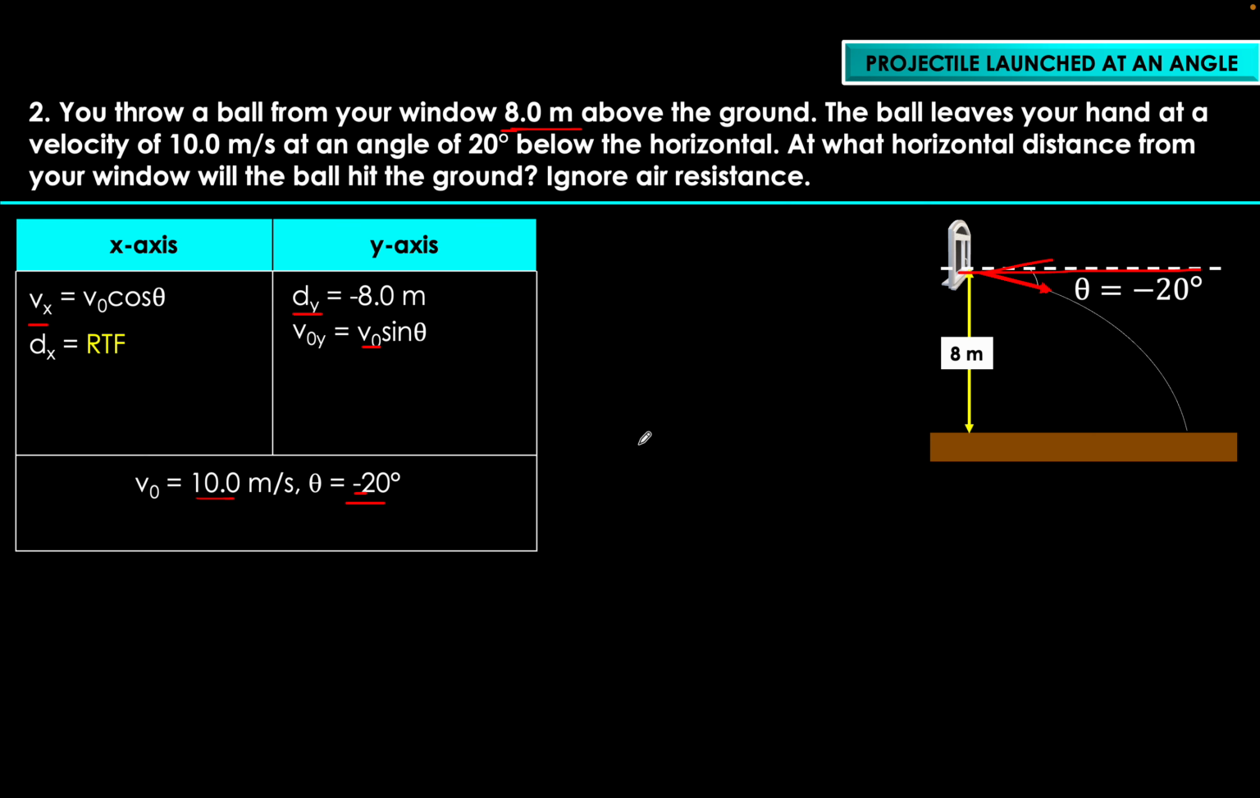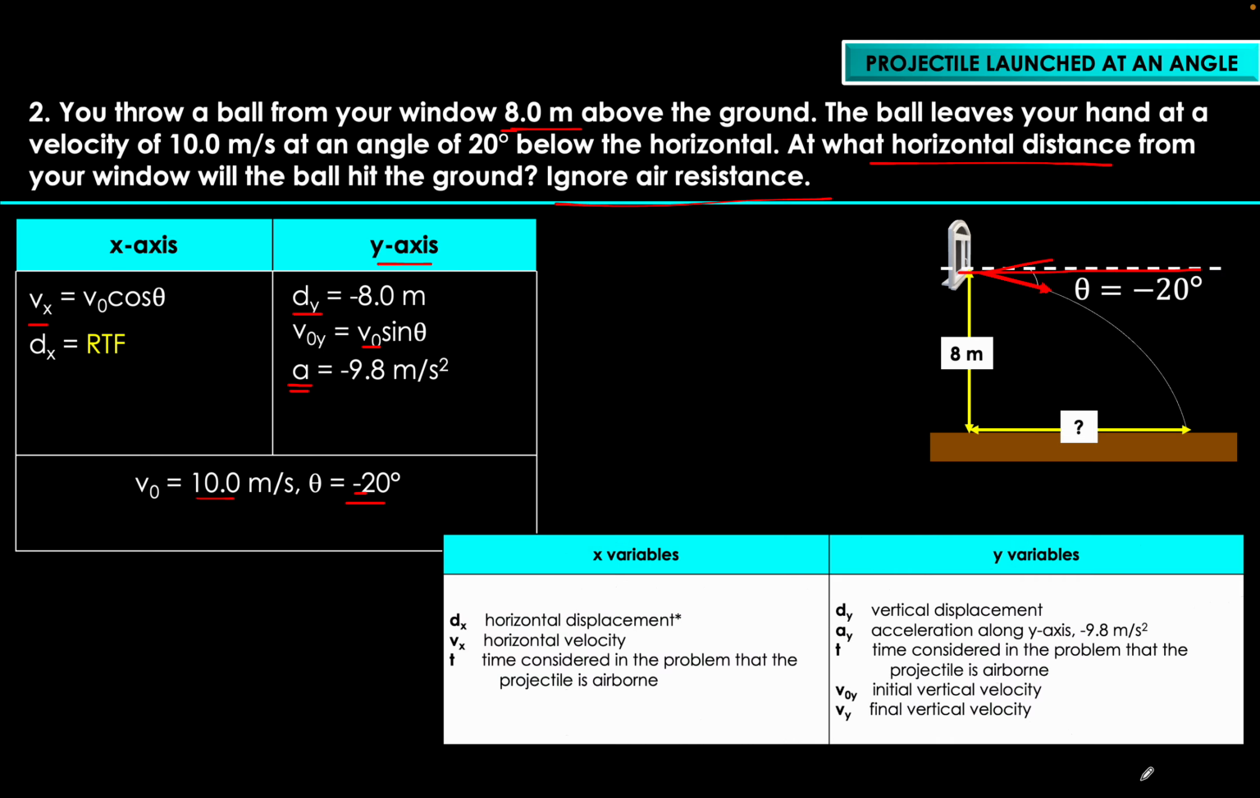vertical velocity. Next, d sub x is the required to find because it says here, at what horizontal distance from your window will the ball hit the ground? So meaning to say, from this level with the window, how long will this ball travel? So that is our required to find. We're allowed to ignore air resistance based on the problem. And anyway, it's just a ball and it's not a really high height for it to be affected significantly by air. So yeah, we can treat this as a projectile and ignore air resistance. So, and then take note, implicit variable, it's not directly stated in the problem, but acceleration along y is negative 9.8 meters per second squared.